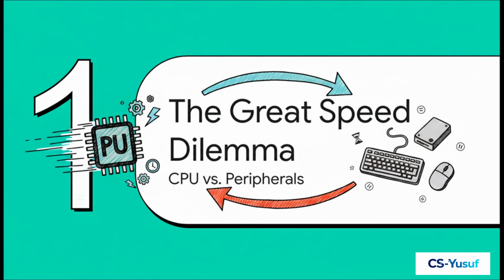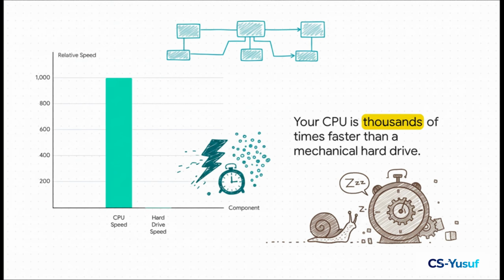And it all comes down to this one fundamental problem, which I like to call the great speed dilemma. This is the core challenge the operating system is solving for you, literally every single second. Just look at the insane difference here. Your CPU operates in nanoseconds. That's billions of a second. A classic mechanical hard drive is working in milliseconds, thousandths of a second. We're talking about the CPU being thousands, sometimes millions of times faster than the thing it needs to get data from. If the CPU just had to sit there and wait, well, it would be the most inefficient system you could possibly imagine. Total waste of power.